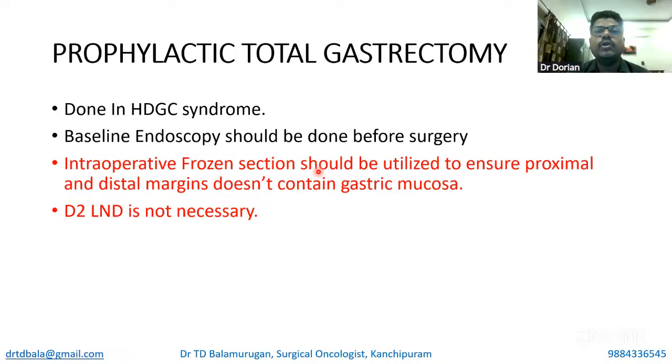After you have cut the stomach and removed it, you must do a frozen section to analyze whether the proximal and distal margins contain any gastric mucosa. If the distal margin has gastric mucosa, that margin you have left behind is liable to develop cancer. So you have to again go and dissect. Traditional surgery for gastric cancer is D2 lymph node dissection, which is not required in case of total gastrectomy because the cancer has not yet developed.